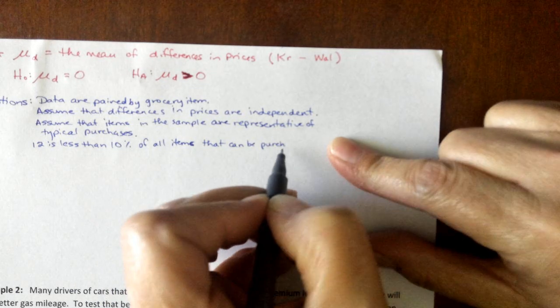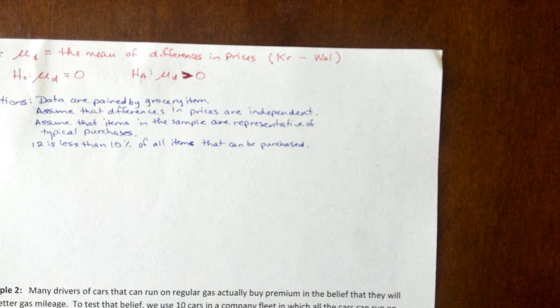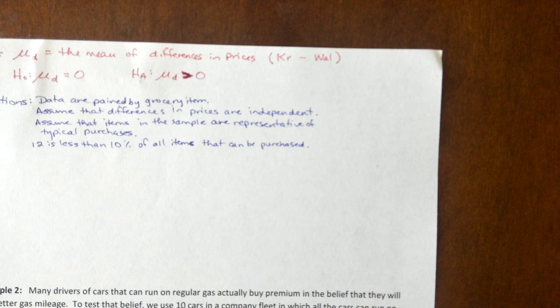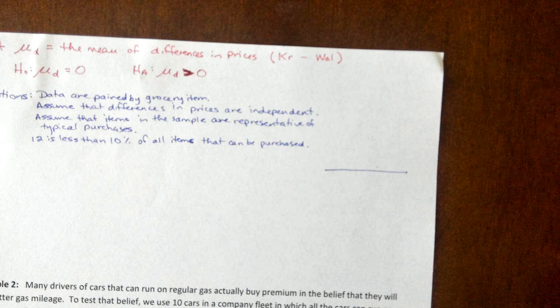Even less than 10% of the things that I would purchase. That's reasonable. And last but not least, the normality condition. Do we have a nearly normal sampling distribution? Well, 12 is way too small a sample size. So we're going to have to look at a picture. So let's go over to the side and let's see what we've got here.